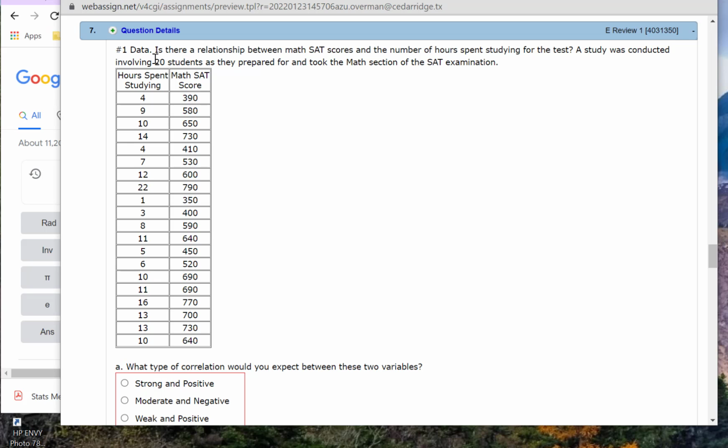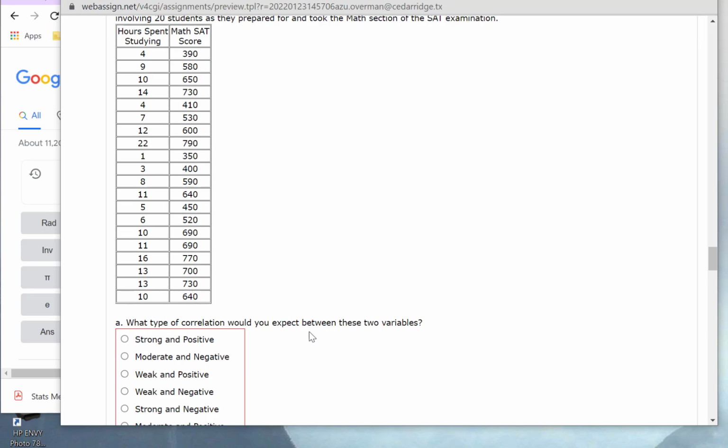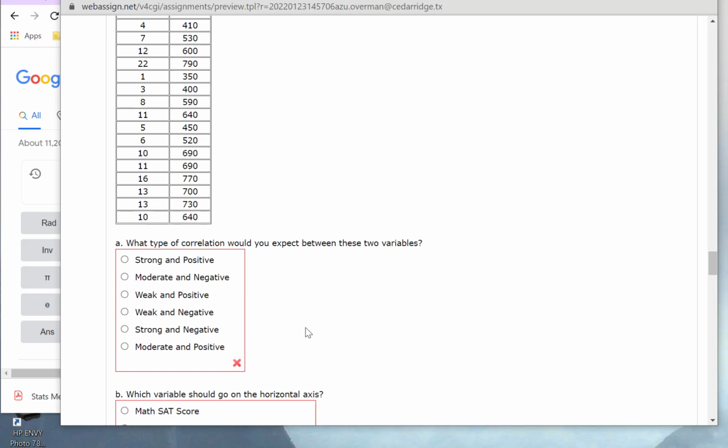So more data, I'm probably going to have to pause while I enter data. Is there a relationship between math SAT scores and the number of hours spent studying for a test? A study was conducted involving 20 students as they prepared for and took the math section of the SAT. So hours studying should be explanatory. Math SAT score should be response. What do we expect? Oh, maybe I don't have to calculate.